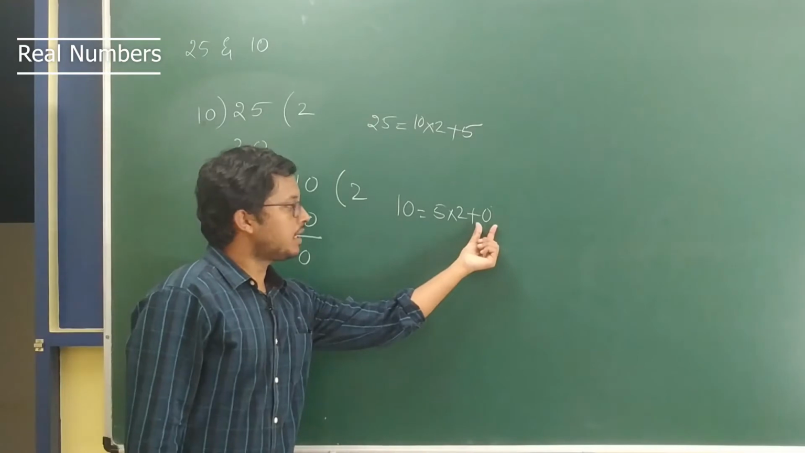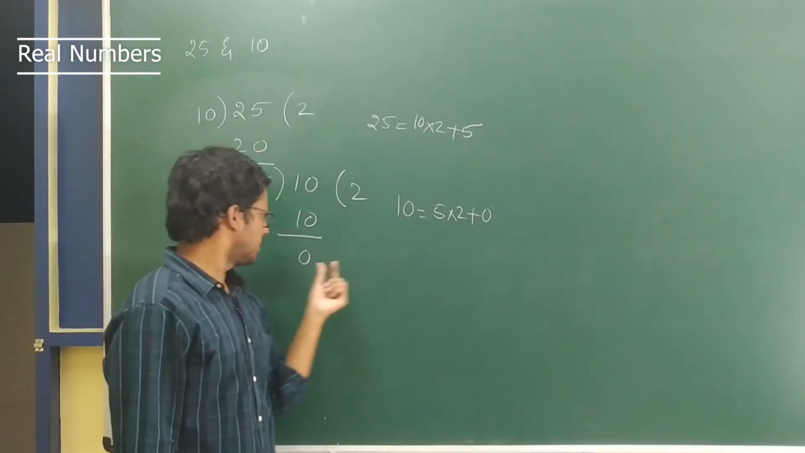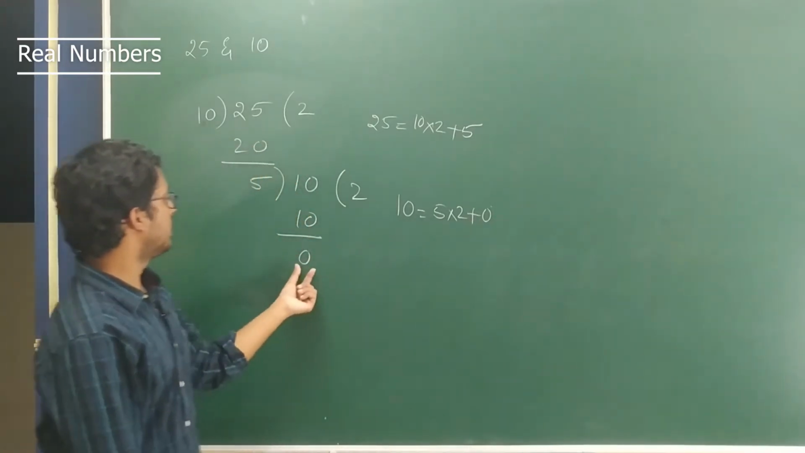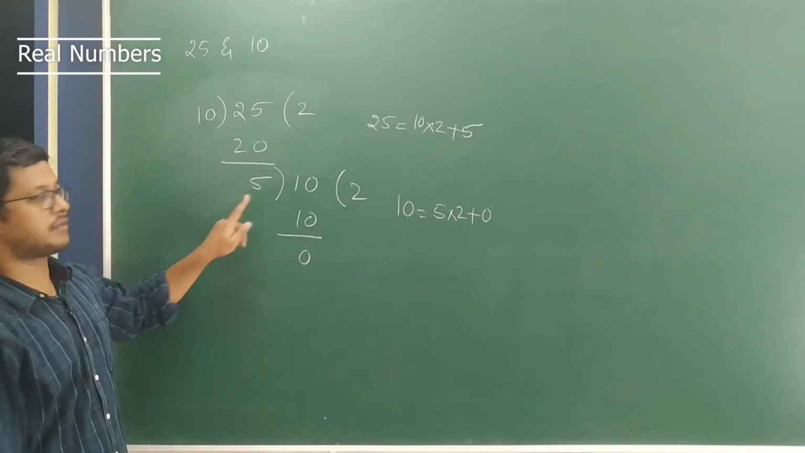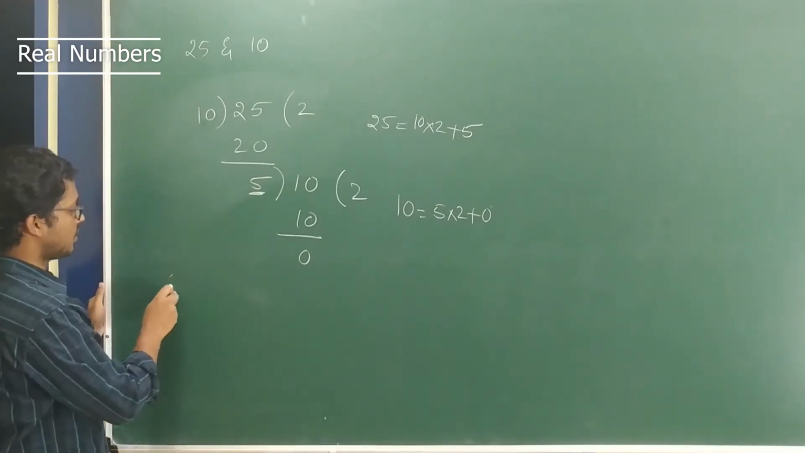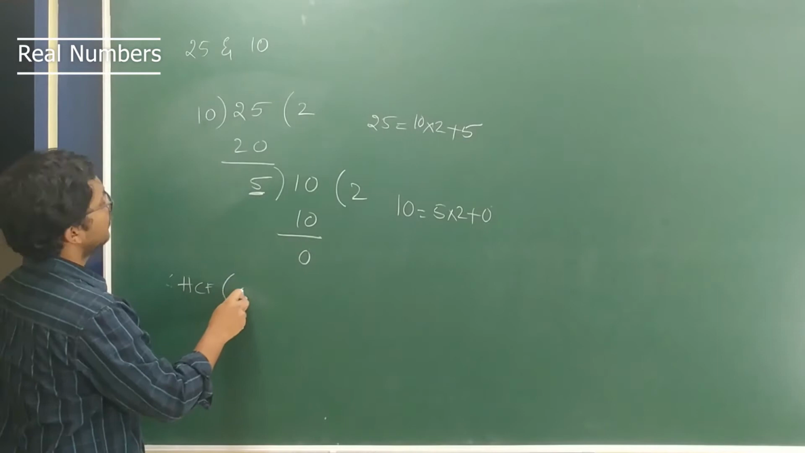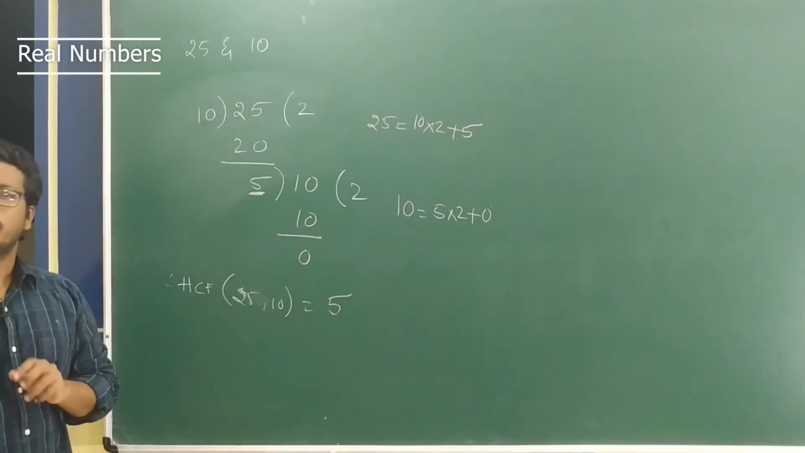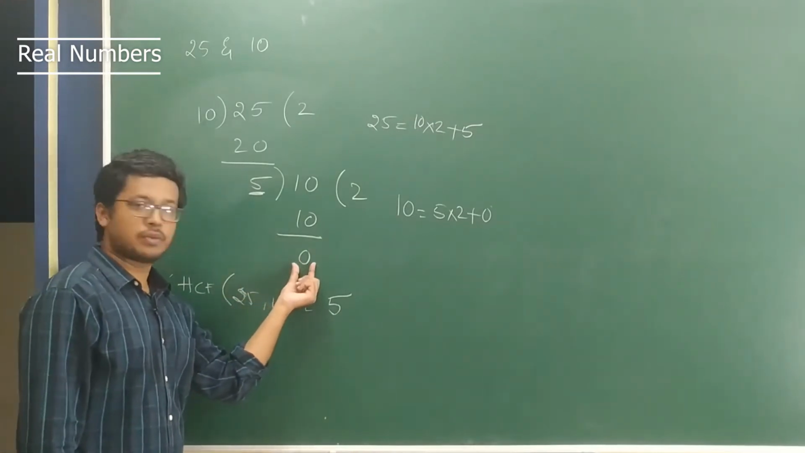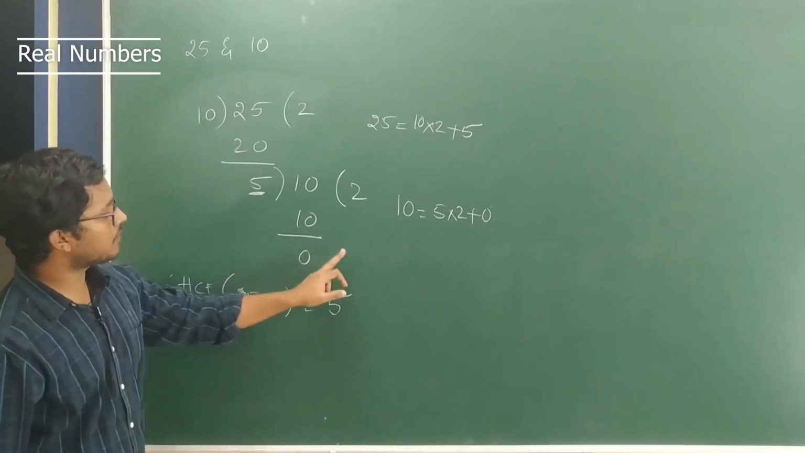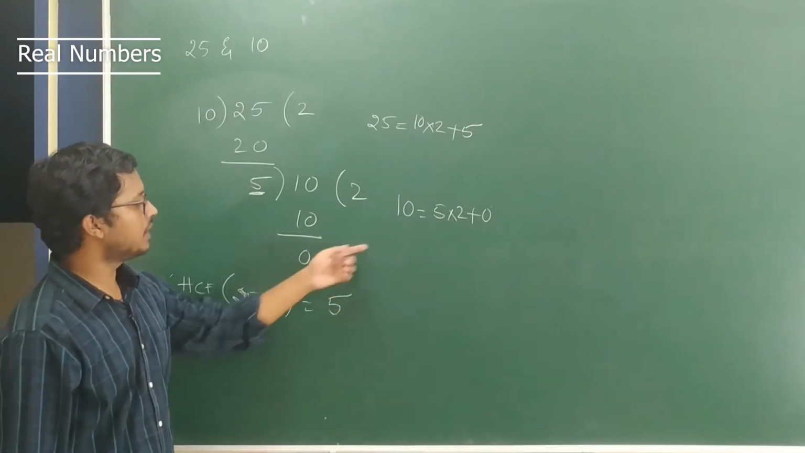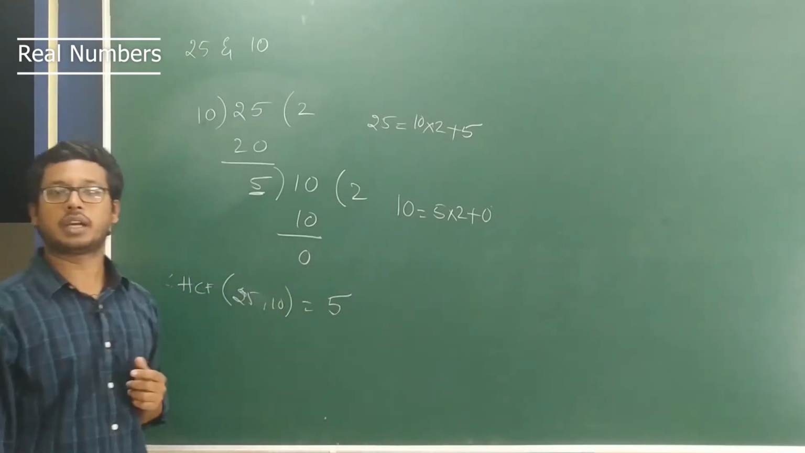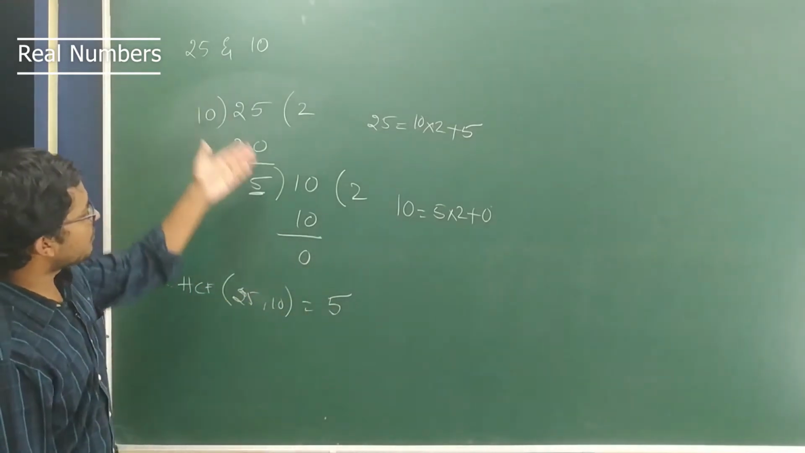Alright, since the remainder now became 0, the HCF of the two numbers is 5. The divisor itself is the HCF. So therefore, HCF of 25 comma 10 is 5. Very simple. If this did not turn out to be 0, then what would you do? You get this 5 again below, you again divide. So go on doing until the remainder becomes 0. So this is one way of doing.